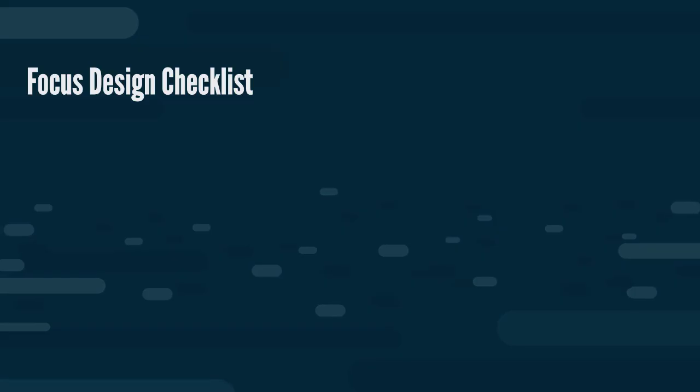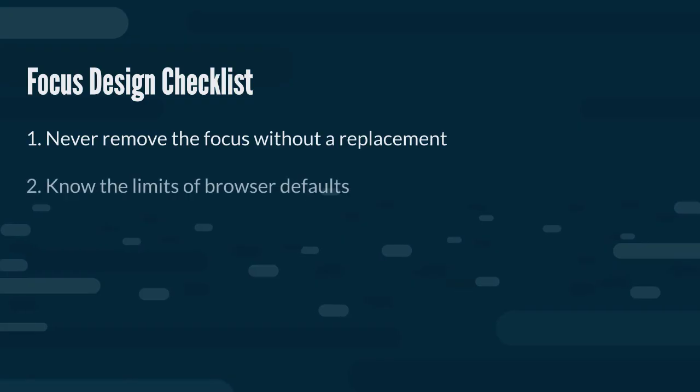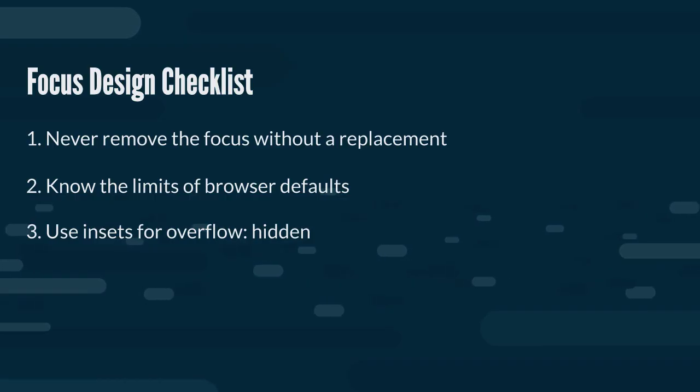Here is your focus design checklist for your next project. 1. Never remove the focus without a replacement. 2. Know the limits of browser defaults. Sometimes the default focus indicators do not meet contrast or size recommendations. 3. Use insets with overflow hidden. You can use box shadows to keep indicators from getting clipped by containers.